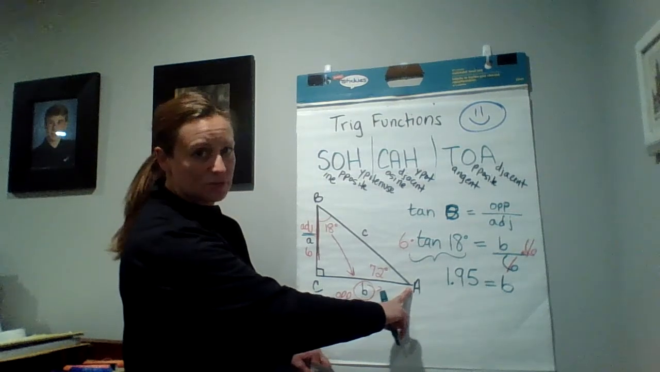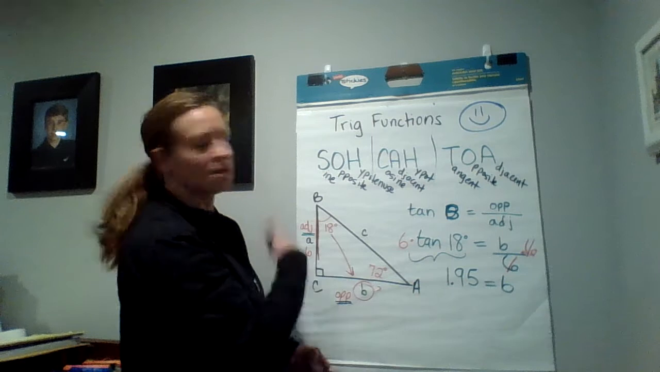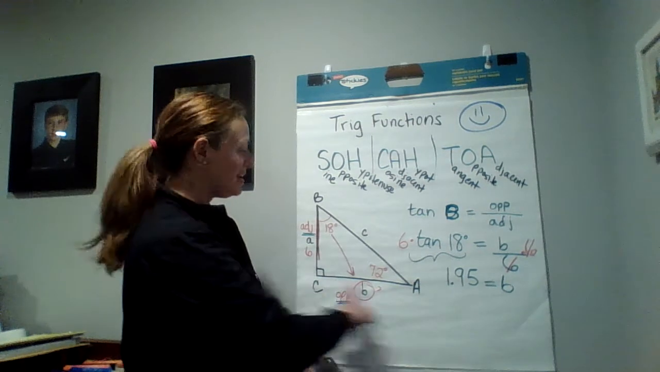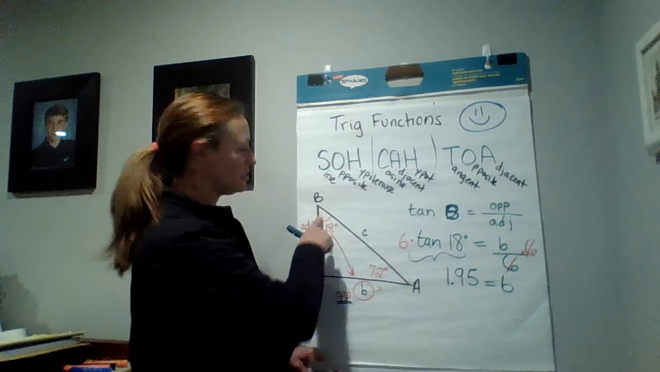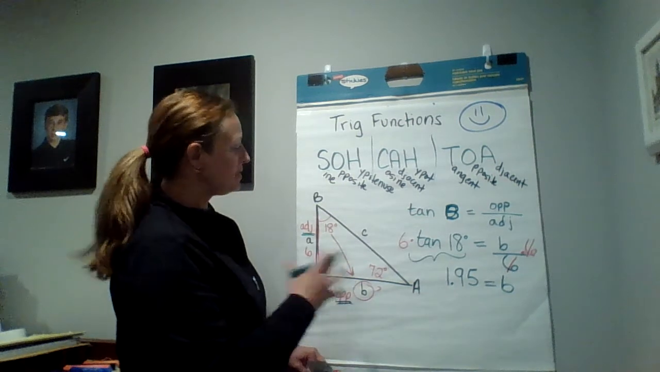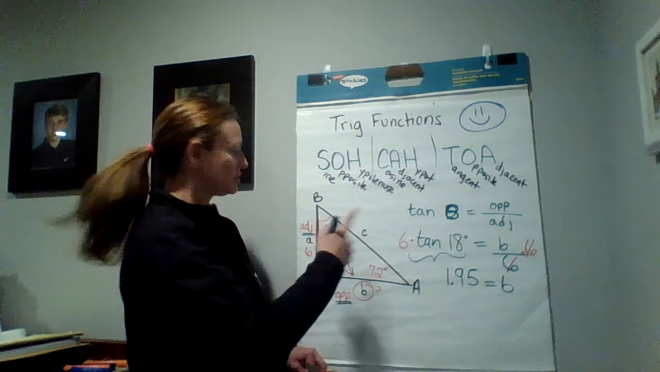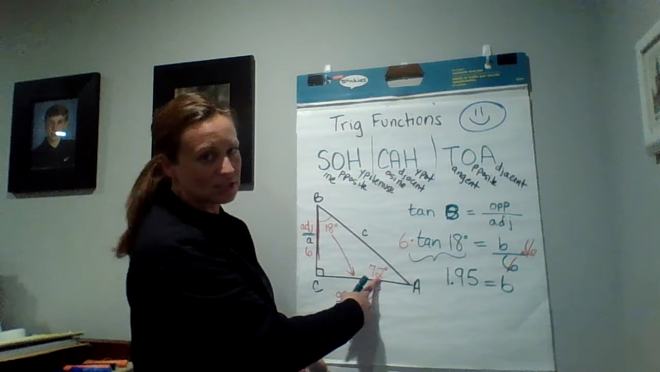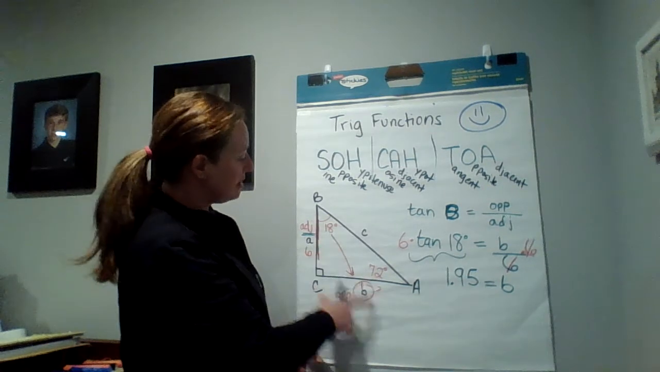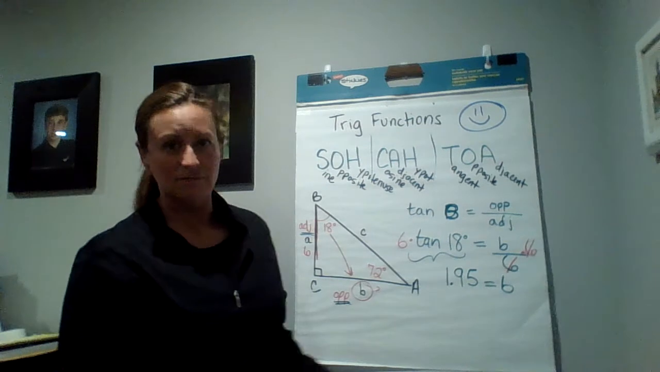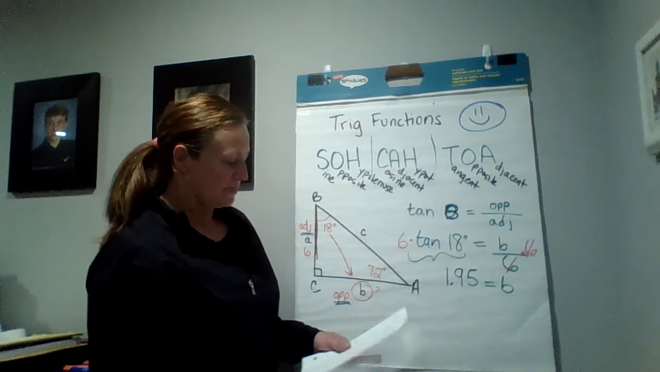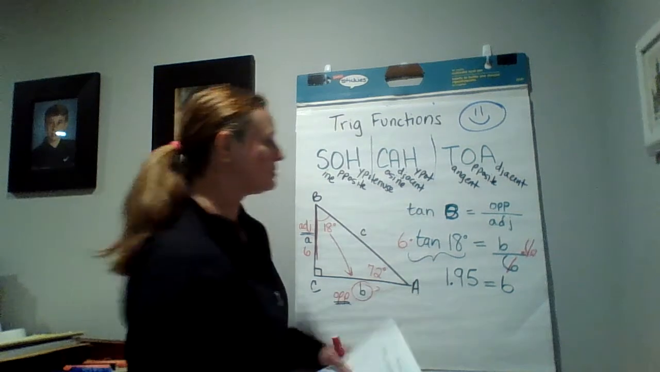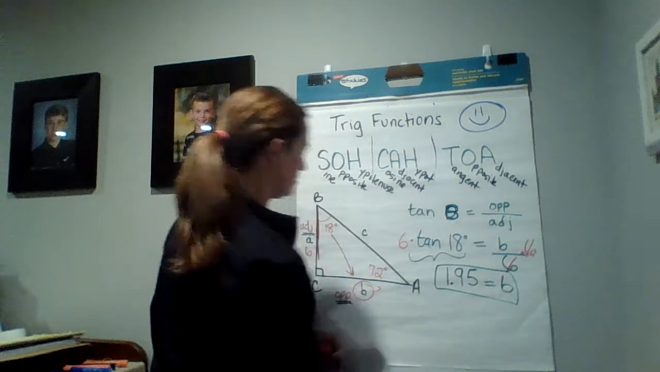Now, the way that I drew this triangle, since it's just kind of a generic triangle, that may not look like it makes sense because 1.95 compared to 6, it's just not working out. But if this was drawn to scale, if that was actually an 18-degree angle and that was actually a 72-degree angle, then these measurements would look reasonable, okay? But we have now solved for B, so that's technically the answer to the question.